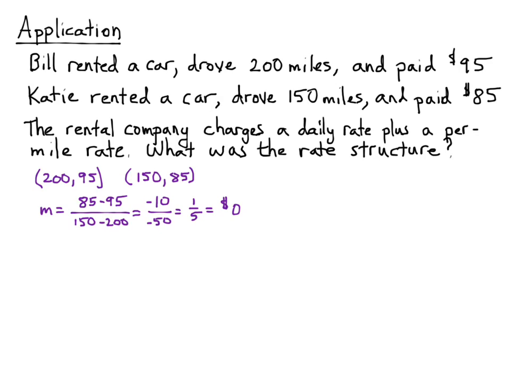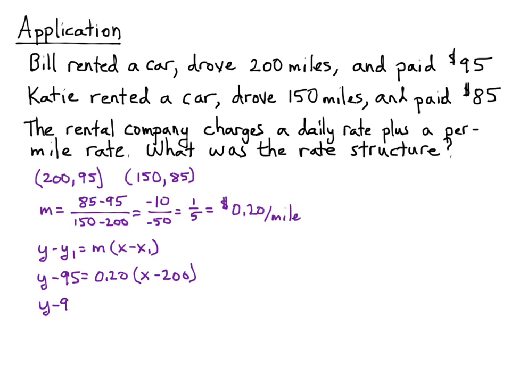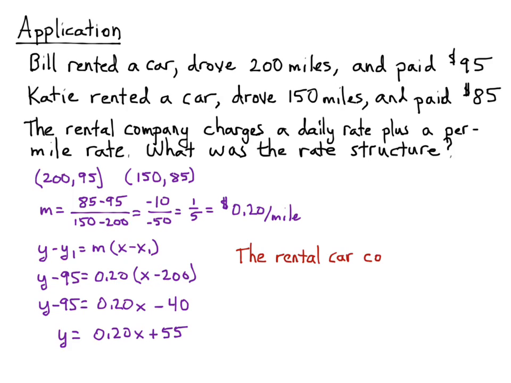So it's 85 minus 95 over 150 minus 200. You could have done this the other way around, that's okay, but you'll end up with 10 over 50, which is 1/5, which works out to 20 cents a mile. This is a rate. That means when you drive a mile, it's going to cost you 20 cents. Then we find the complete equation. We'll put in one of the points, choose this first one, and say y minus 95 equals 0.2 times x minus 200. Multiply through the 0.2, and we get our equation.